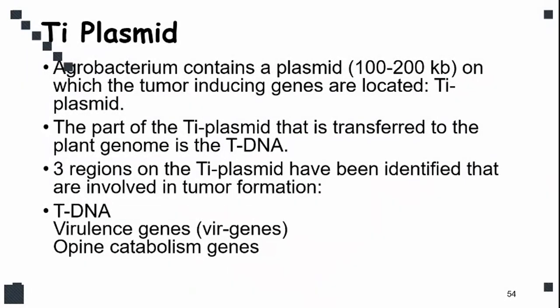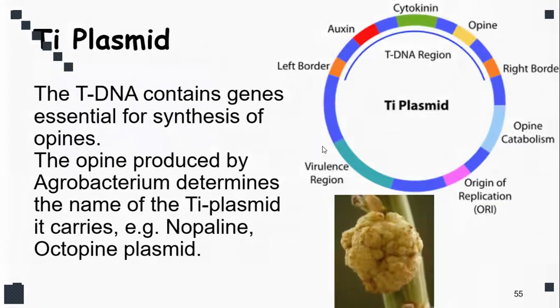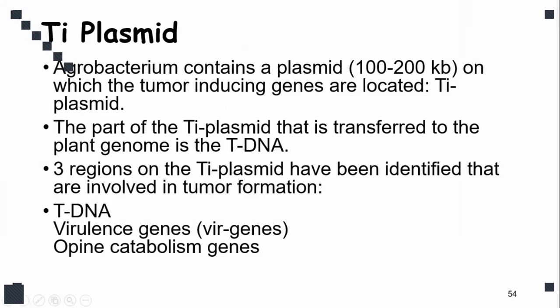Then, like I said, the one that is used for plants is called the Ti plasmid. This Ti plasmid came from Agrobacterium tumefaciens, which contains plasmids ranging within 100 to 200 kb, where the tumor-inducing genes are located as the Ti plasmid. The part of the Ti plasmid that is transferred to the plant genome is what is called the T-DNA.